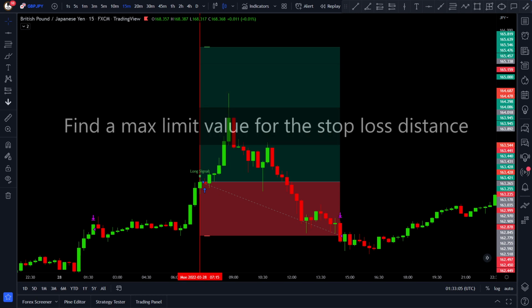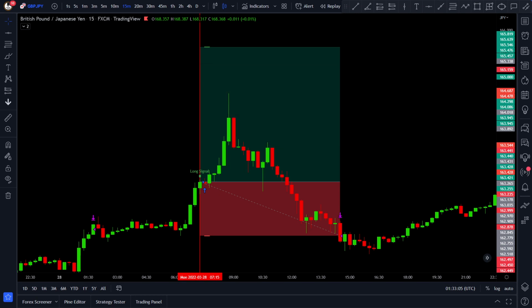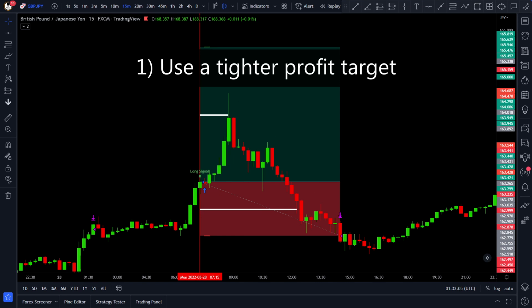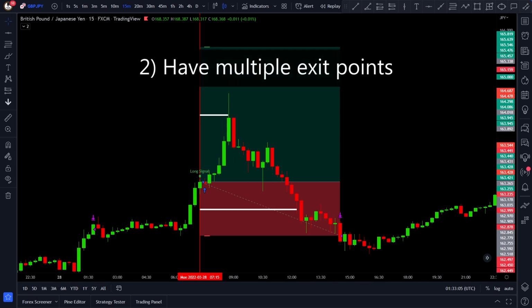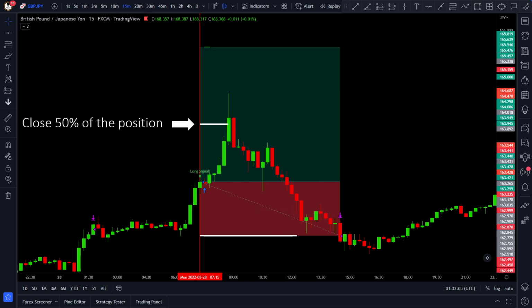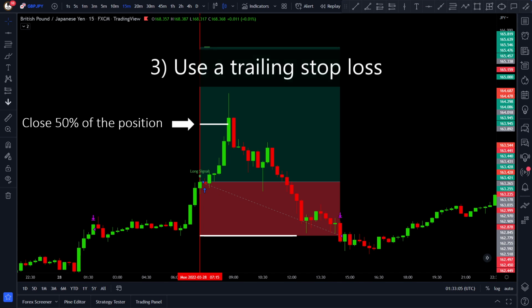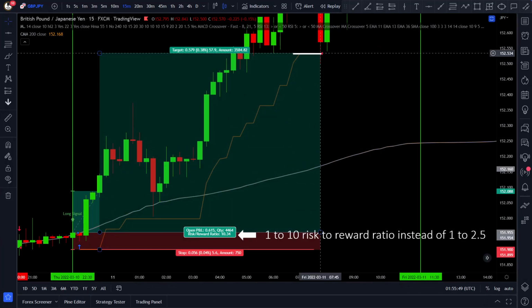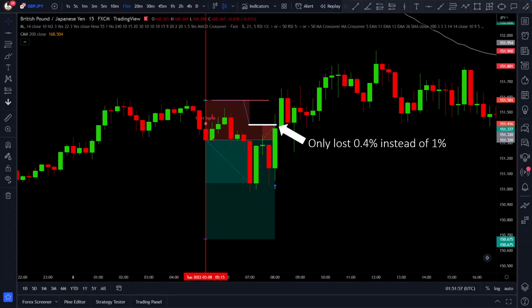I also saw a lot of trades that have gone into the profitable range but then turned around. A solution for this problem is to either use a tighter profit target or to have multiple exit points. For example, exit 50% of the position at a 1-to-1 risk-to-reward ratio level, or use a trailing stop loss. Using a trailing stop loss would not only give an open upside for the trade, but also takes care of cutting losers quickly, which is an important factor in trading.